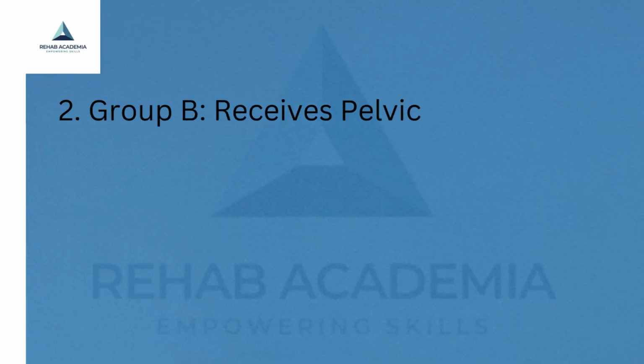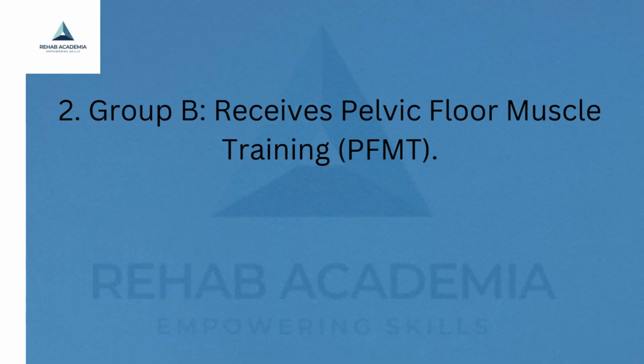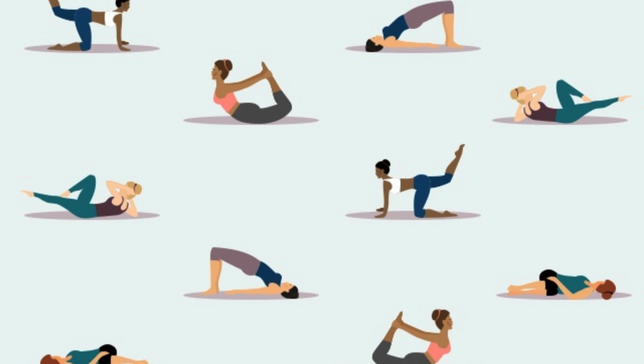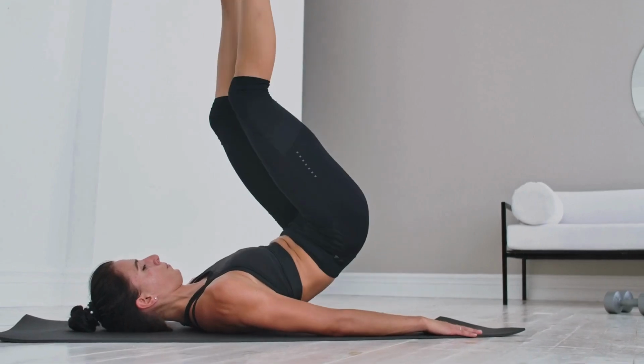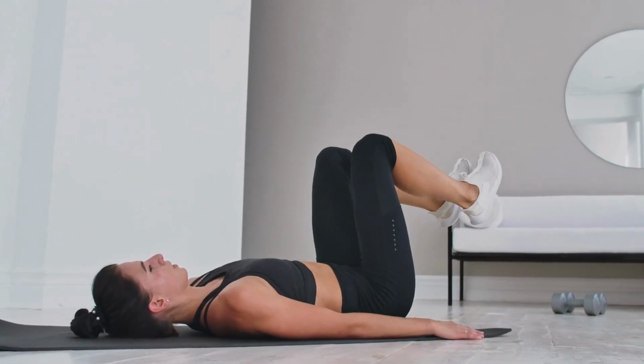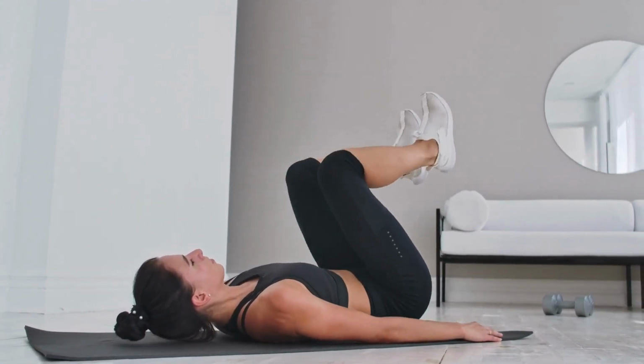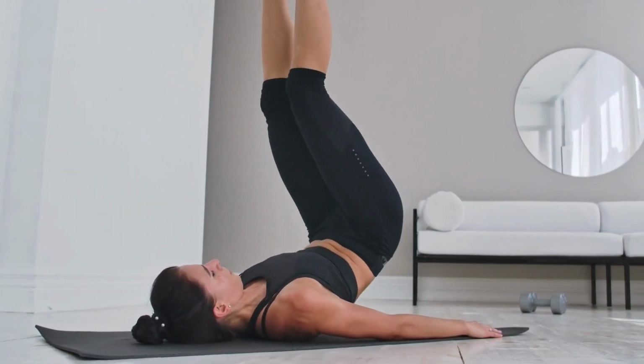Group B will undergo pelvic floor muscle training, PFMT, a therapeutic exercise regimen aimed at strengthening the muscles of the pelvic floor. This approach helps to reduce menstrual pain by improving pelvic muscle support, enhancing blood circulation, and alleviating muscle tension associated with dysmenorrhea.